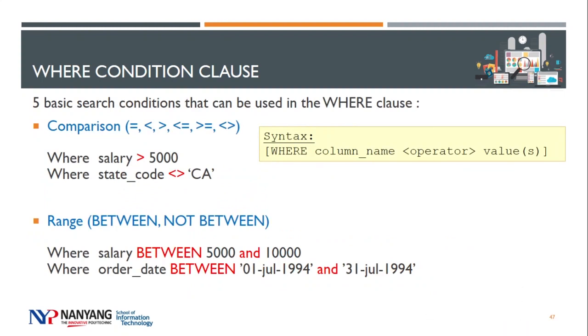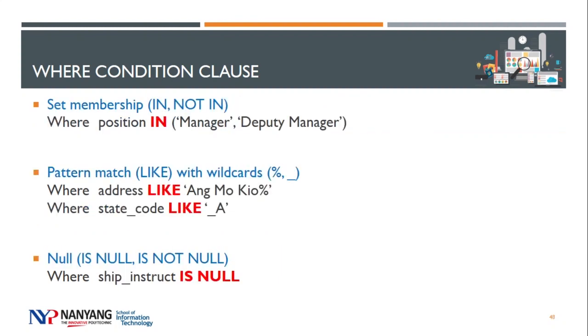We can also select a range of values. For example, we can select where the salary is more than 5,000. We can also select where the state code equals CA, California. We can also select a range between 5,000 and 10,000, or where the order date occurs between 1st July and 31st July.